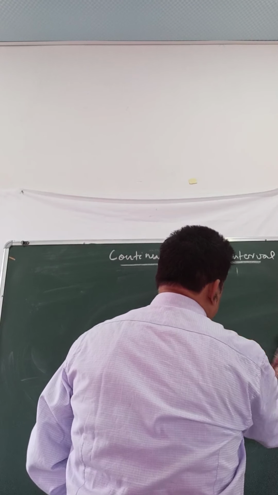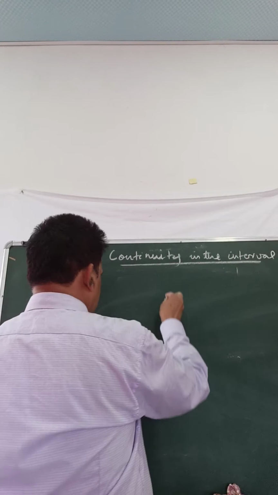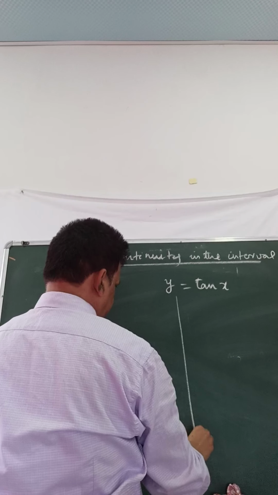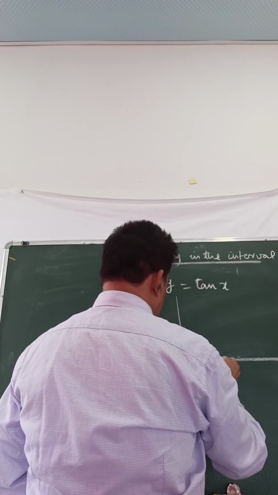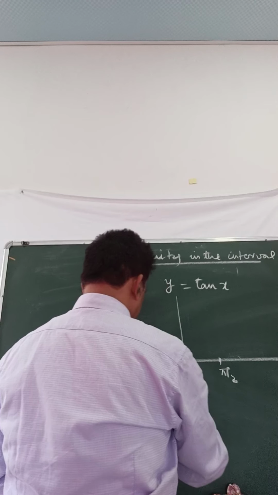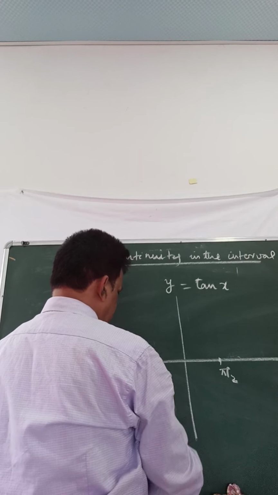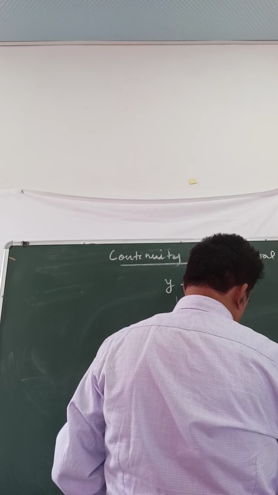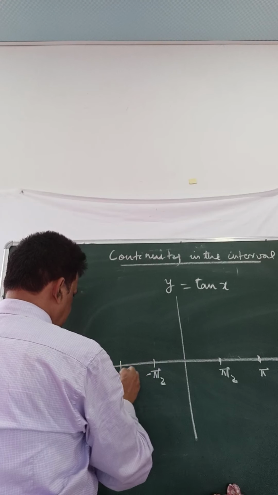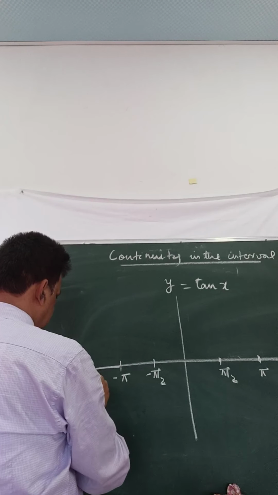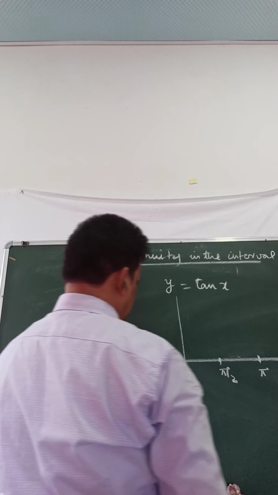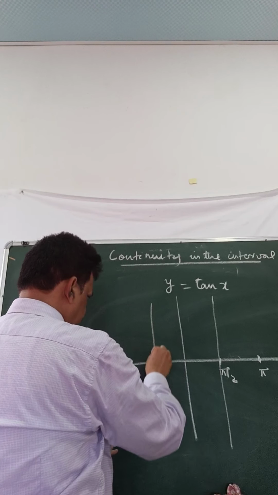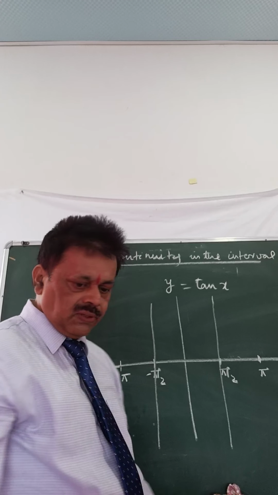Suppose I take tan x, y equals tan x. Suppose this is pi by 2, this is minus pi by 2, this is pi, this is 3 pi by 2, this is minus pi, minus 3 pi by 2. Achha. Suppose I draw a line here, I'll draw another line here.